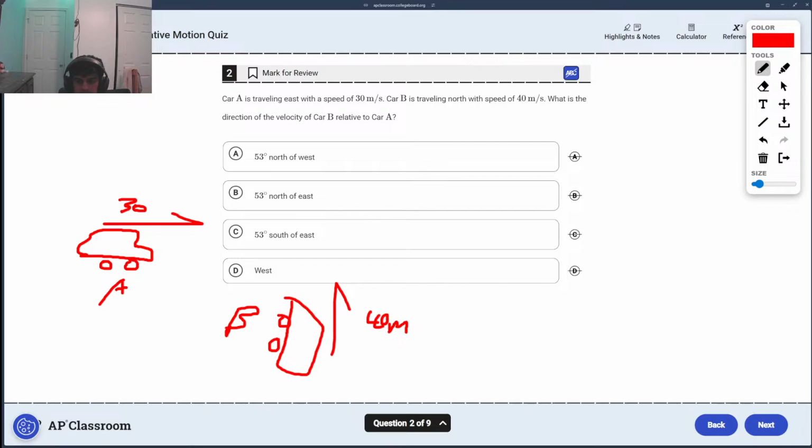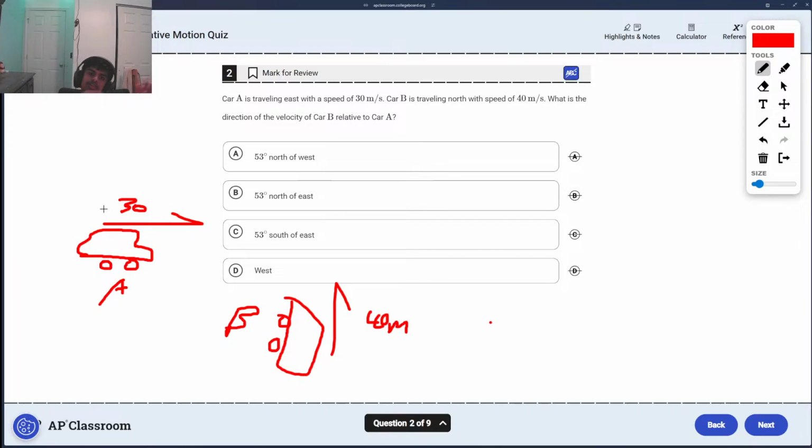Okay, so I think the answer is, if that's 45, but this one's longer and this one's shorter, that means it's acute, and no, it would be greater than. No, it's less than 45. So this one's less than that 45, so all the angles are 53. Yeah, no, but this one's less than 45, so the answer is 53 north of west.